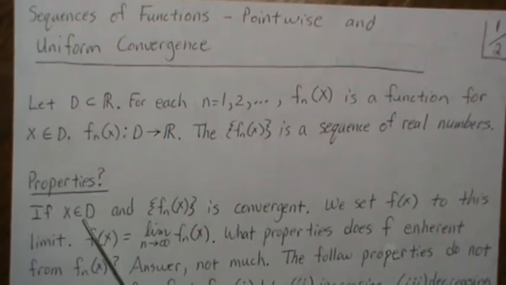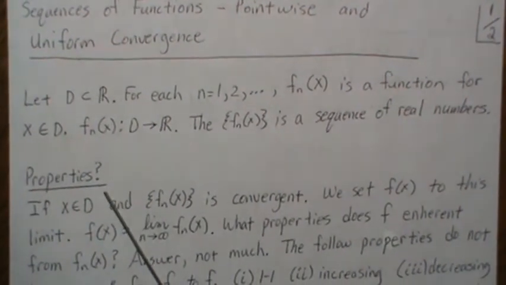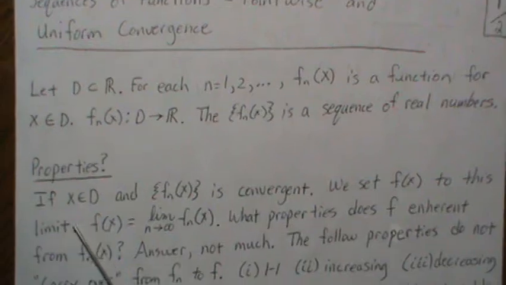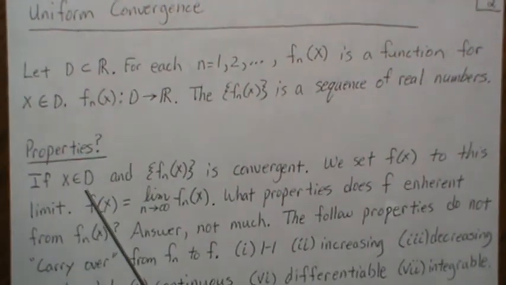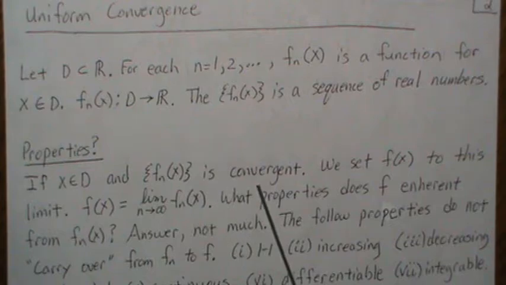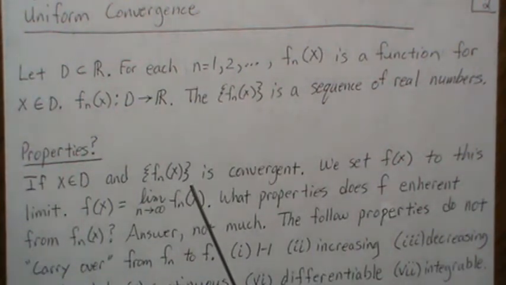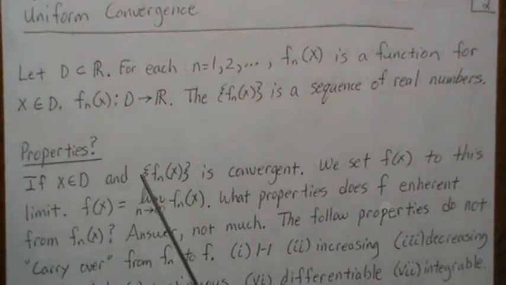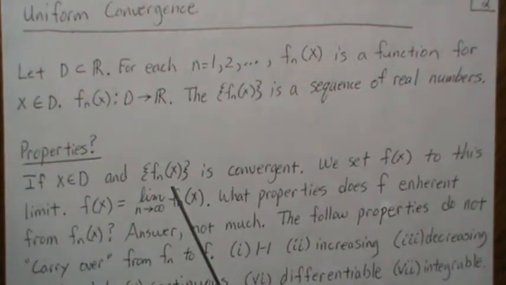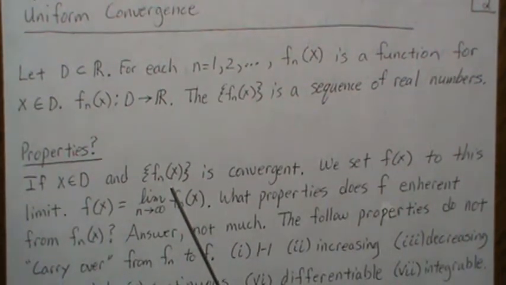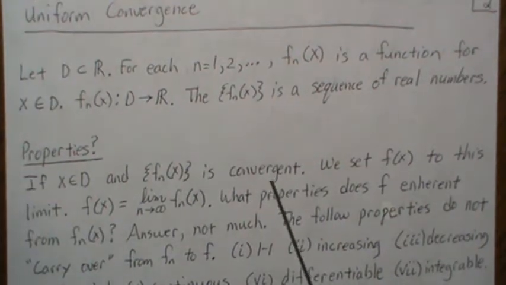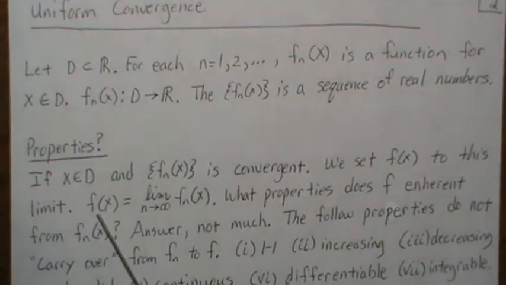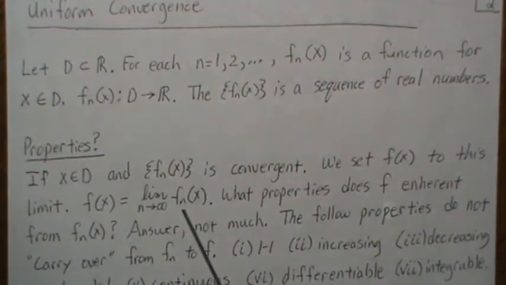Okay. So here I put properties in question mark. If x is an element in D and f of n is convergent, remember this is just a sequence of real numbers. So pick an x, then f of n as n goes to infinity is just a sequence of numbers. So we can ask the question, does it diverge or does it converge? So let's assume that it's convergent. And then we set f of x to this limit like this. F of x is equal to the limit of f of n of x.